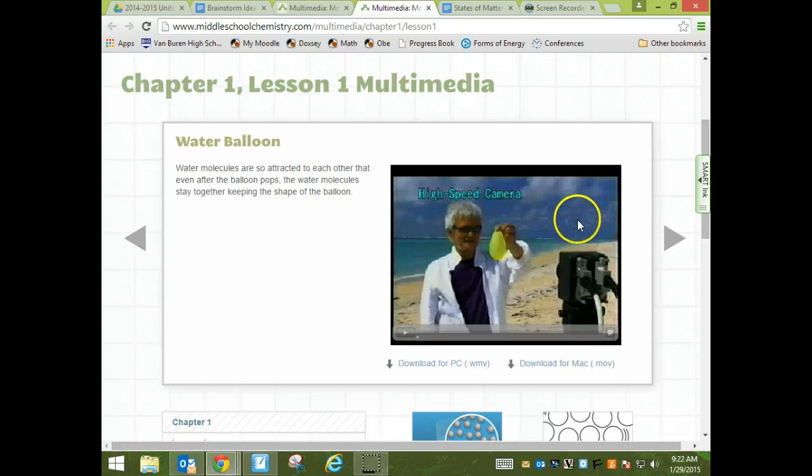Now, watch this. We talked about how the water molecules are attracted to each other, and the water molecules are so attracted to each other that even after the balloon pops, the water molecules will stay together, keeping the shape of the balloon.